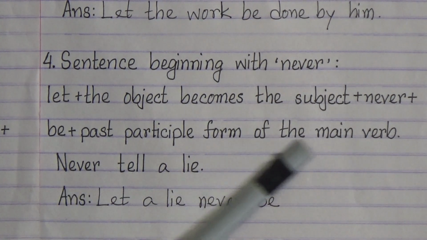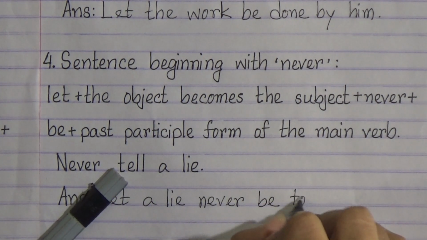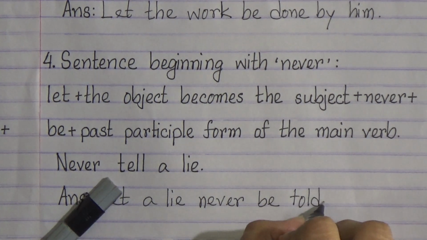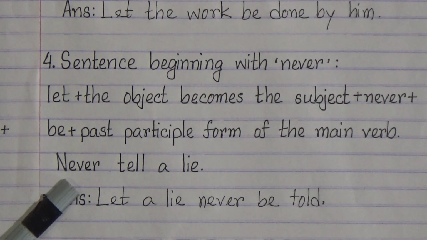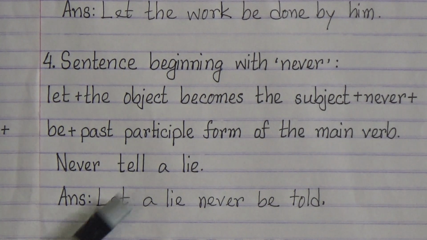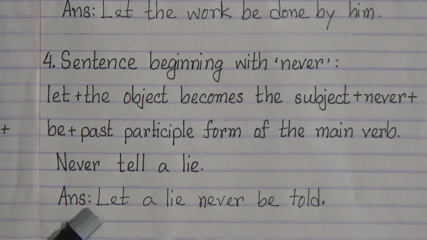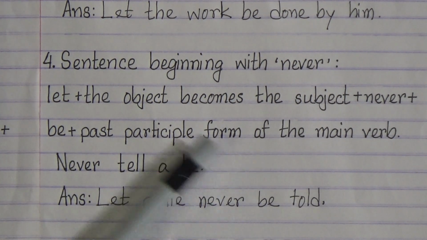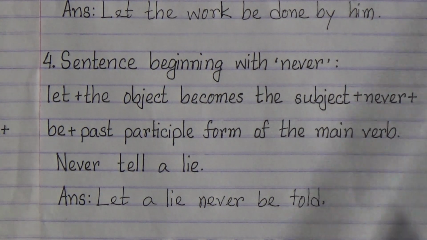Then the past participle form of the main verb, that means it will be told, because told is the past participle form of the verb tell. Okay. Let a lie never be told. Now look, at first we will write let, then the object will become the subject, let a lie, then we will write never, then we will add be, and then the past participle form of the verb tell. Okay. Now we will go to rule number 5.